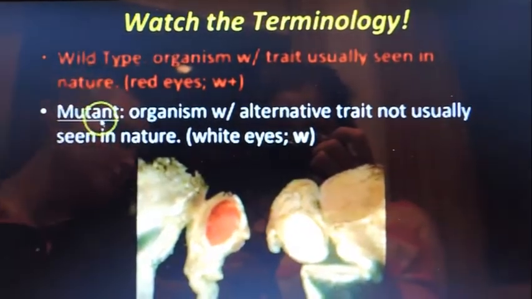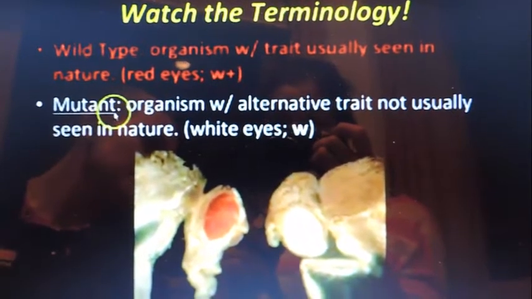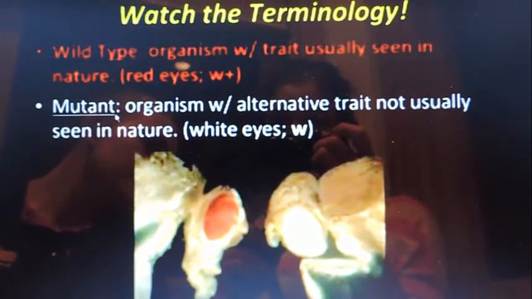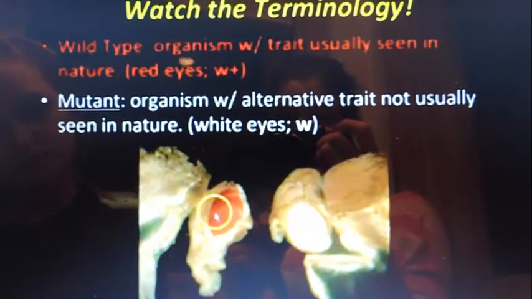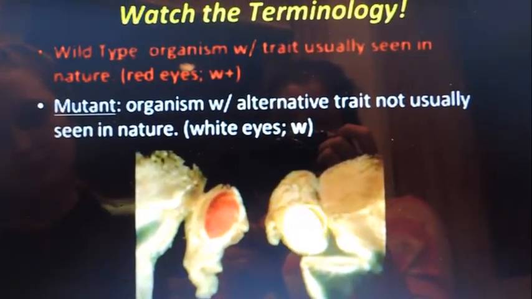Oftentimes in nature, a mutant form of a gene will lead to a non-functioning gene and ultimately no protein being produced. So in this instance, the white eyes are the result of a mutation that prevents the production of the red pigment.